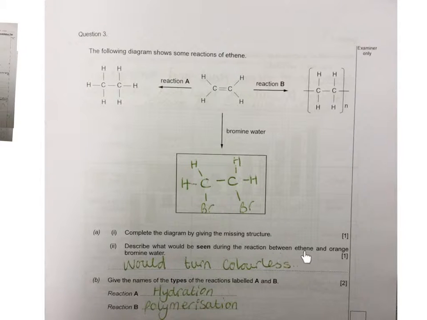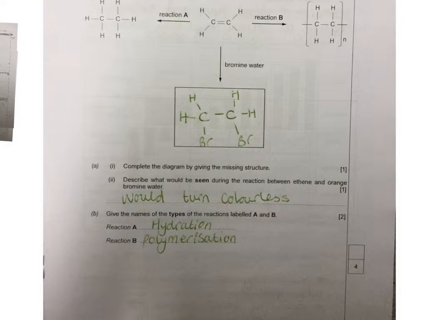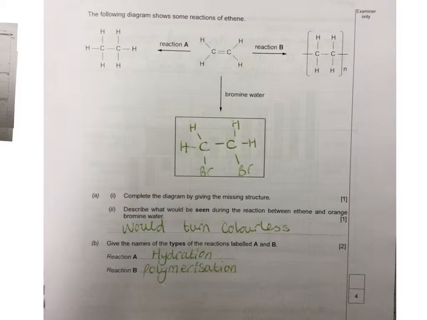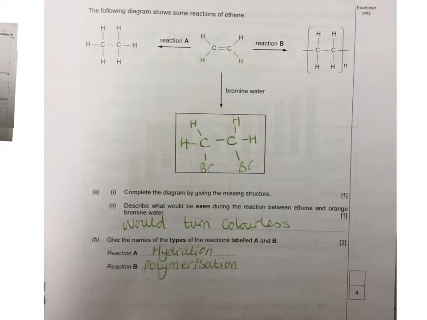Describe what you'd see during the reaction between ethene and orange bromine water. The orange bromine water would turn colourless, which indicates that there is a double bond. Give the names of the 2 types of reactions labelled A and B. So A is hydration, because you're adding water across the double bond. And reaction B, that's undergone addition polymerization and become a polymer.